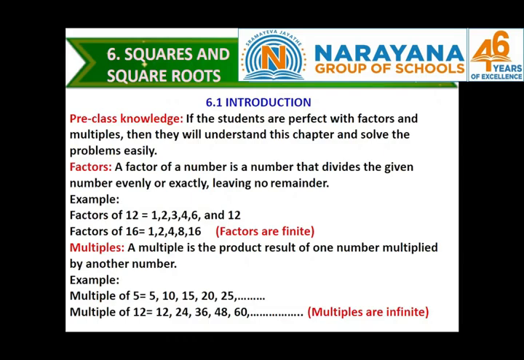If we observe the factors and multiples, factors are finite and multiples are infinite. Remember that factors are finite and multiples are infinite. Coming to the factors, the number itself is the highest factor and 1 is the least factor. Coming to the multiples, the number itself is the least multiple and the highest multiple does not exist.